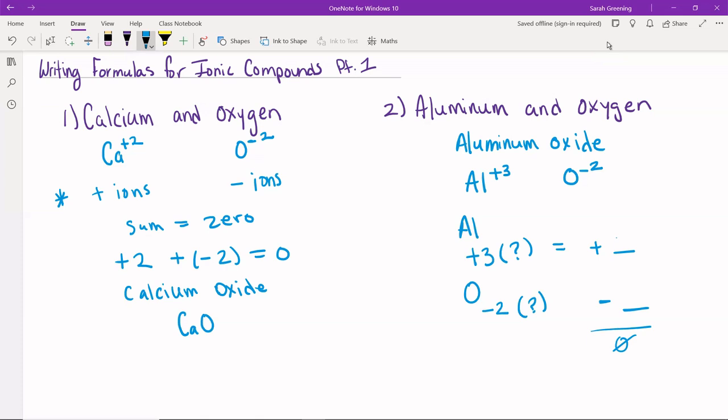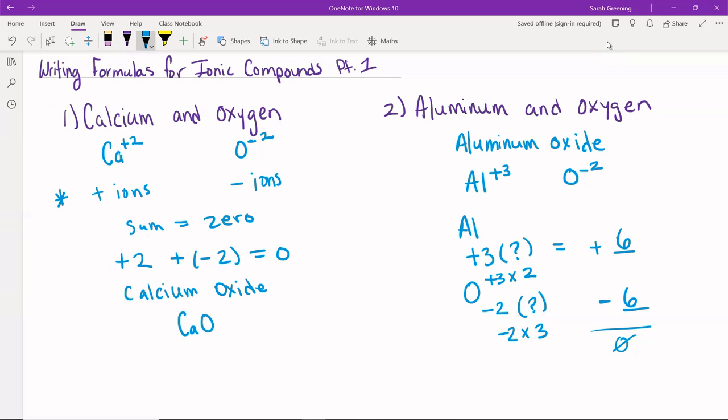The simple way you can figure this out is you can kind of think of it like cross multiplying. If you have a +3 and a -2, then you need two aluminums and you need three oxygens. So if we have a +3 and we multiply that by 2, that gives us a +6. If we have a -2 and we multiply that by 3, that gives us a -6. And of course, when you combine these, you get a net charge of 0.